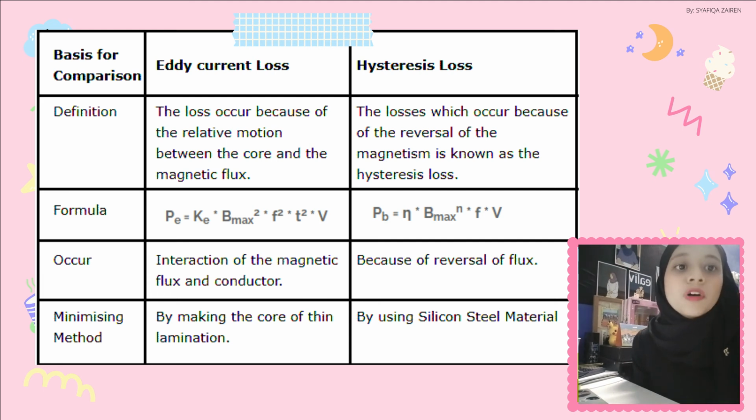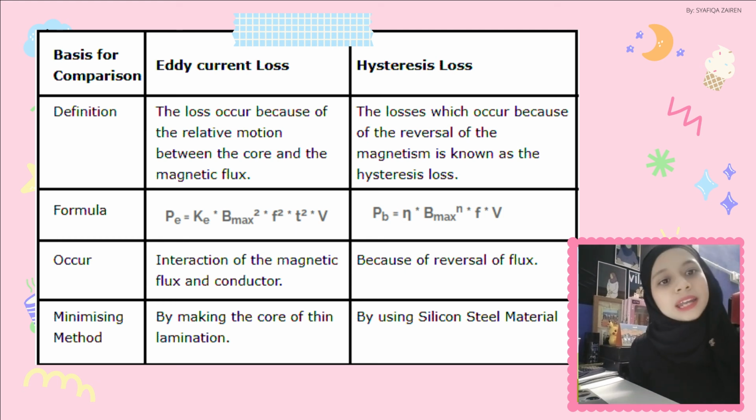For the formula, as we can see, eddy current is P_e equals K_e times B max to the power of 2 times f to the power of 2 times t to the power of 2 times V. And for hysteresis loss, it is P_h equals η times B max to the power of n times f times V. For eddy current, it occurs because of the interaction of the magnetic flux and the conductor. For hysteresis, it is because of the reversal of flux.